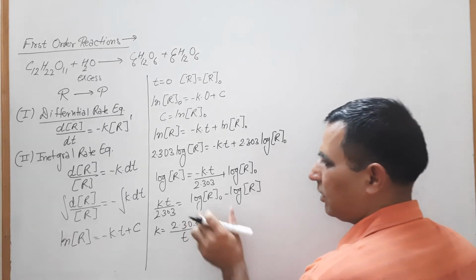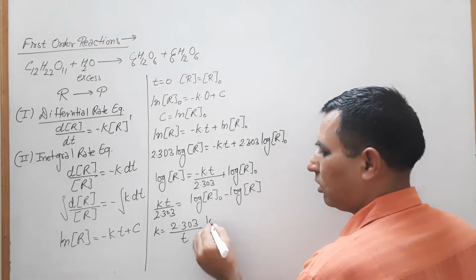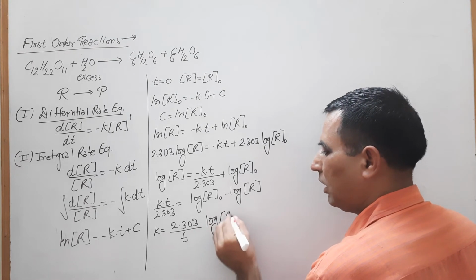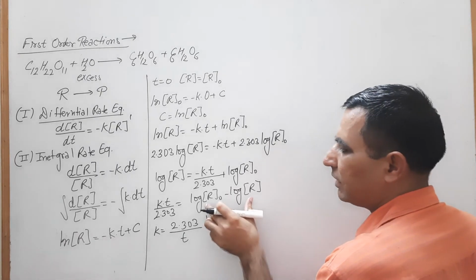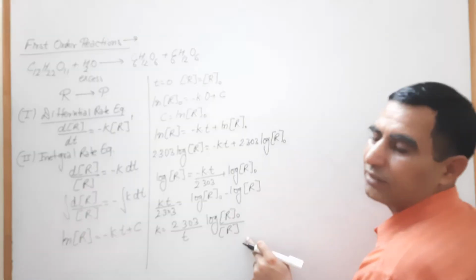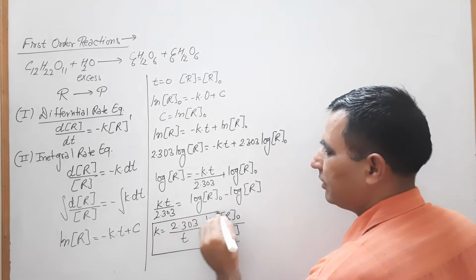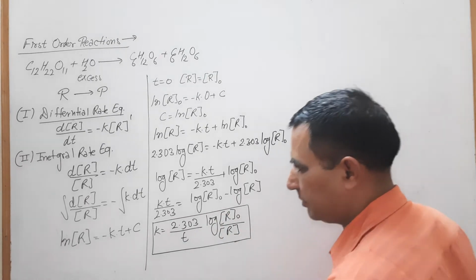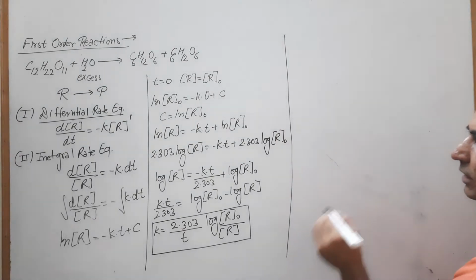Now we apply the properties of log in this example. So log R0 by R. Whenever two log quantities are present in minus form, we can write them in divide form. So this one is known as the integral rate equation for a first order reaction.